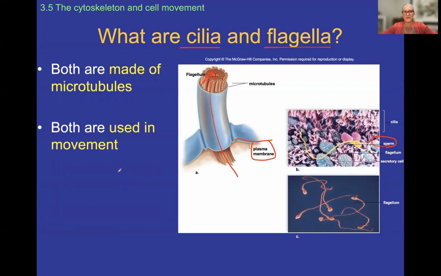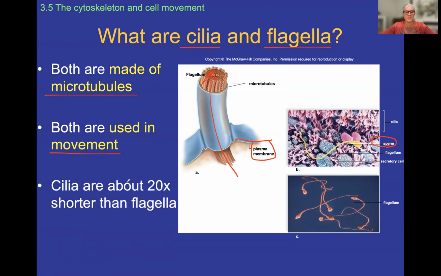So both cilia and flagella are used in movement processes. Both are made of tubules that are part of this cytoskeleton. The cilia are very short, and you're seeing here cilia that are lining, for instance, the fallopian tubes in the female system, all these cells with cilia. And here's the sperm cell that is swimming along that tube looking for an egg to fertilize, if it could look, if it actually had eyes.